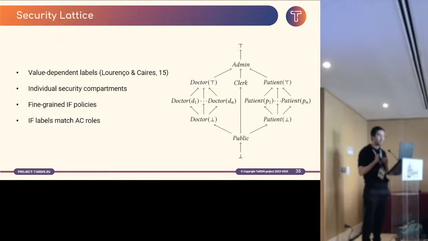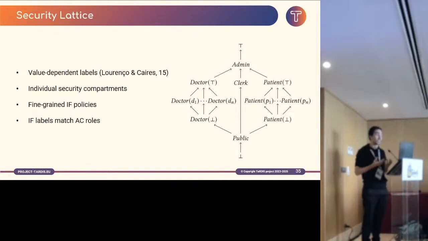Okay, so this is the lattice we use. It's a value-dependent lattice, which means that the labels are parameterized with runtime values. This allows for richer information flow policies, as it allows for individual security compartments.